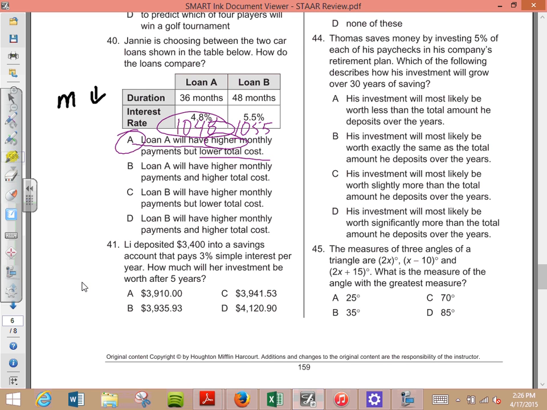We deposited $3,400 into a savings account that pays 3% simple interest per year. Every time you have a one-time deposit and you're not adding any more each year, all you have to do is use the formula: interest equals P times R times time. When you put it in the calculator, you multiply 3,400 times the rate of 0.03 times 5 years. That gives you the interest. You go back and add the initial amount and it gives you A.